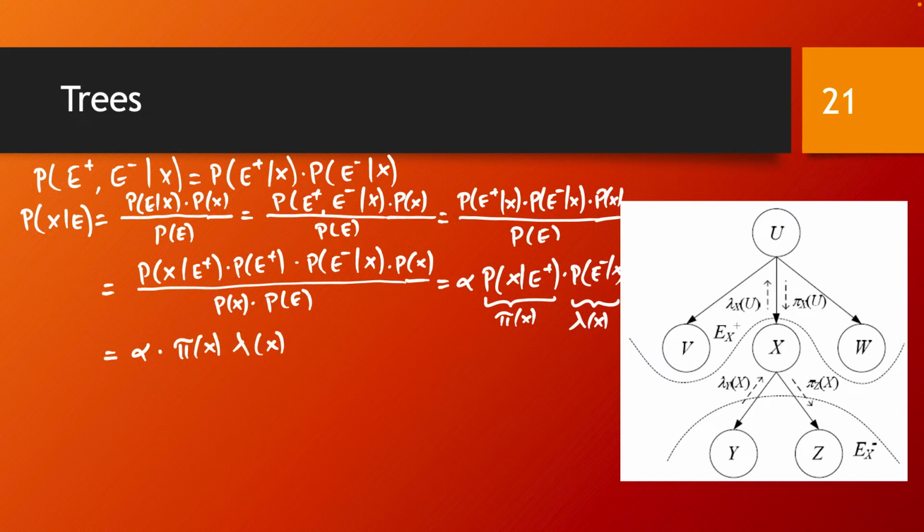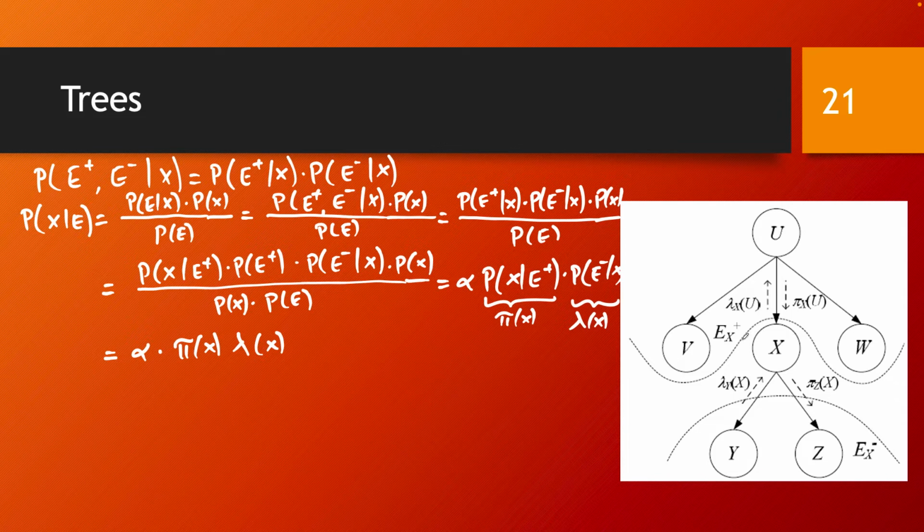So the point here is that it is the same reasoning. We need to figure out these recursive formulas for pi of X and for lambda of X. And once we have them, that's going to help us to answer queries about any node in the tree given evidence anywhere else in the tree.